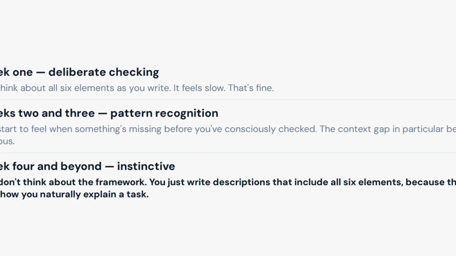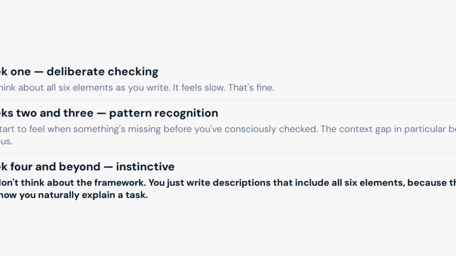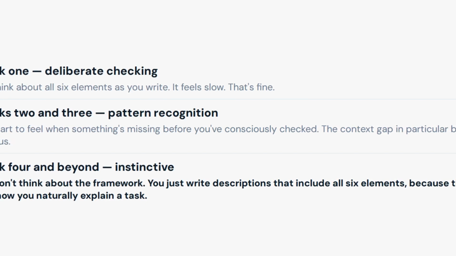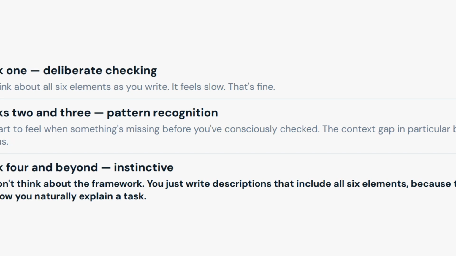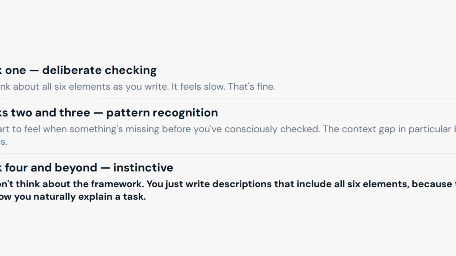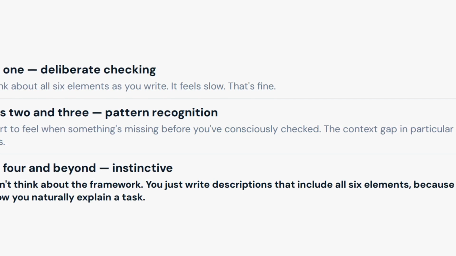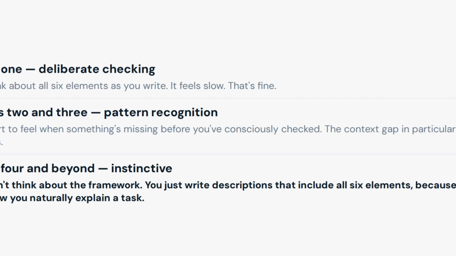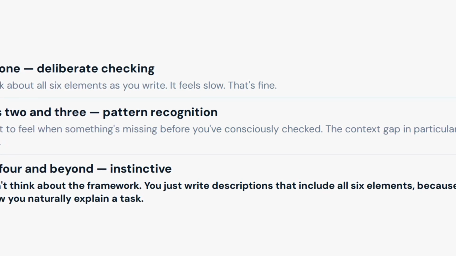Role, yes. Audience, yes. Context, have I said enough? Outcome, yes. Tone, I should add that. Constraints, word count. It feels deliberate and slightly slow. In the second and third week, the deliberate checking speeds up. You start to feel when something's missing before you've consciously checked the list. The context gap, in particular, becomes something you notice almost immediately.